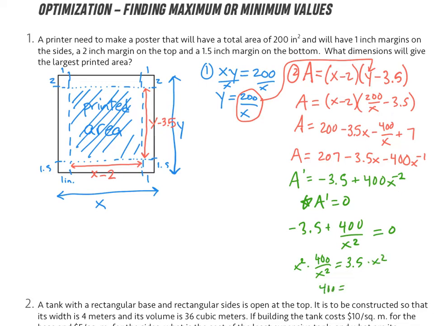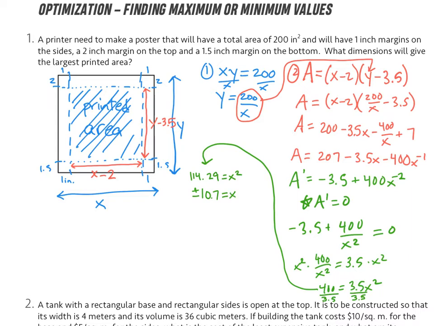400 equals 3.5x squared. Now I need some more space, so I'll go over to here. I can divide both sides by 3.5, and I'll round this to 2 decimal places. 400 divided by 3.5 is approximately 114.29. That's equal to x squared. So we'll find the square root of that expression. That would be plus or minus approximately 10.7.